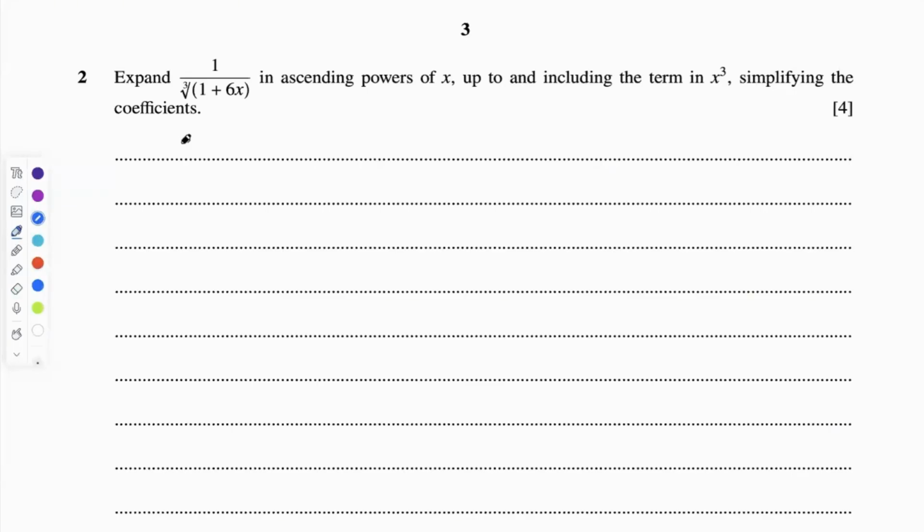In question 2, we have to expand 1 upon the cube root of (1 + 6x) up to and including the term in x cube. Now, to expand this expression, first we'll have to bring it in the numerator. So this will become (1 + 6x), and as the cube root is 1 upon 3, when we bring it in the numerator, the power will become -1 upon 3.